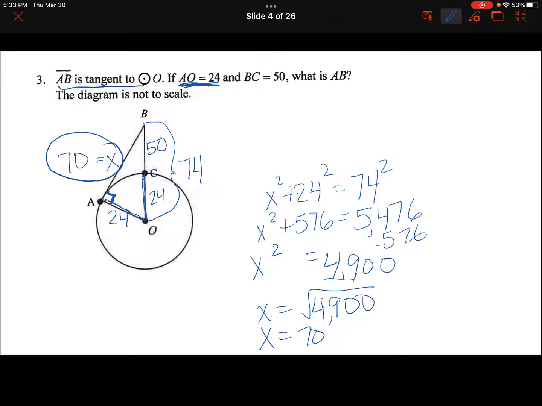Okay. And again, on the test, AO won't be 24, BC won't be 50, but the question will be the same. So just make sure that you followed and understand how that is to be worked.